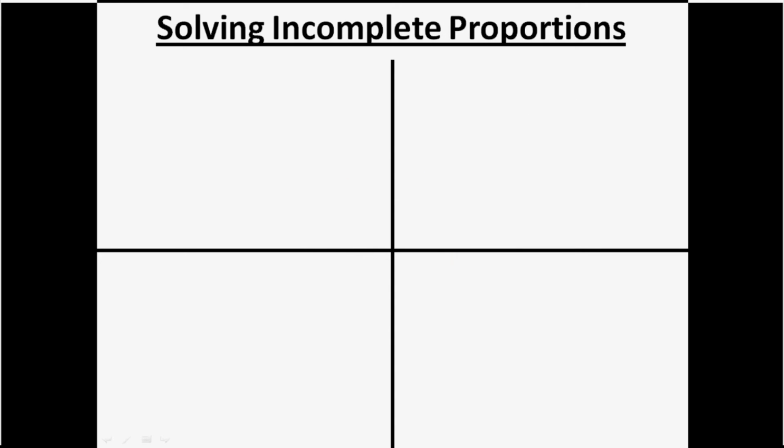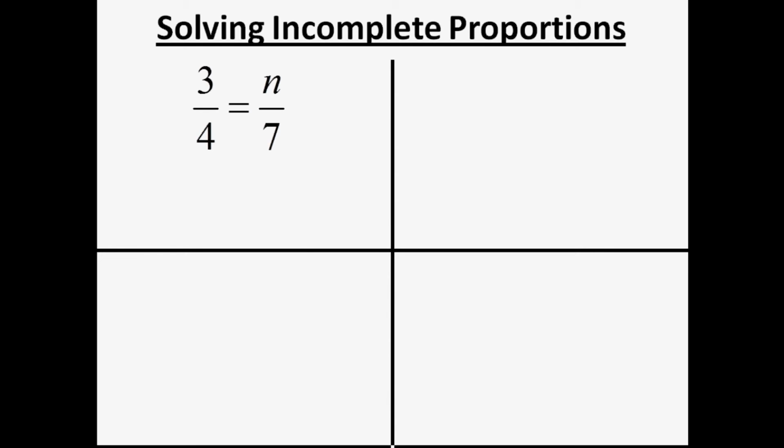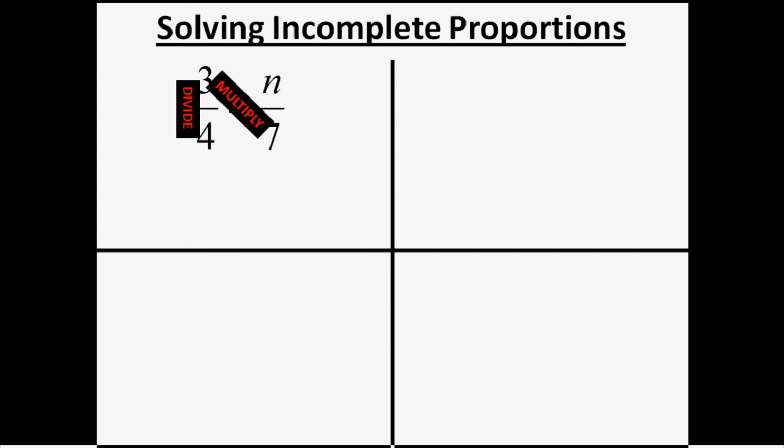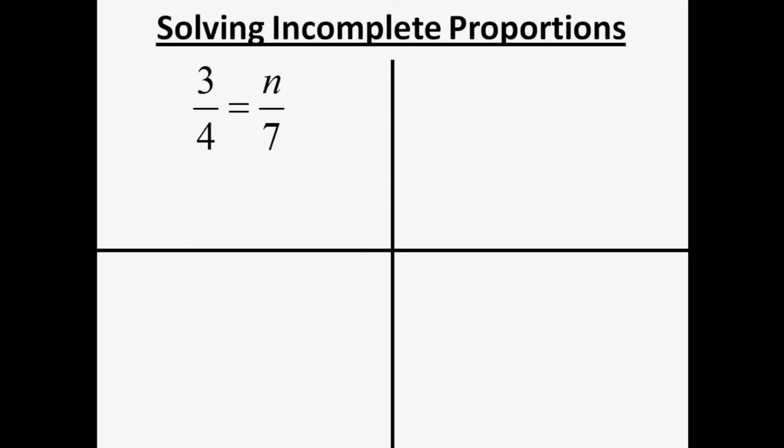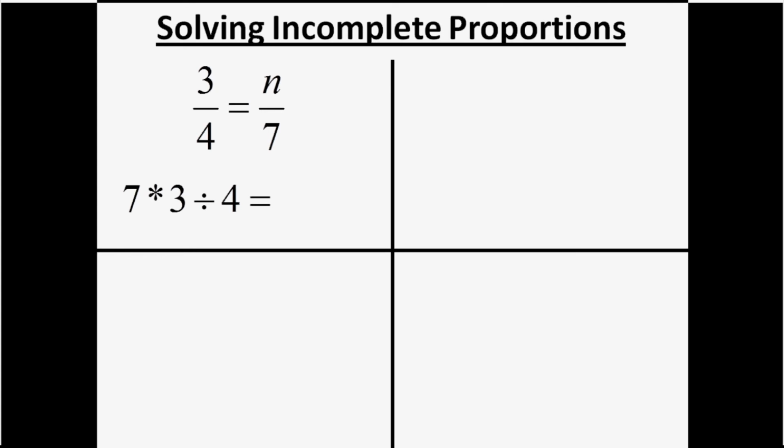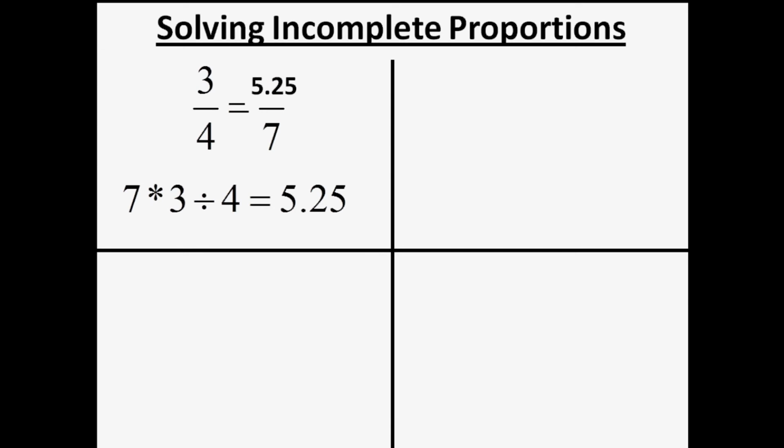So now we're going to talk about solving incomplete proportions. 3/4 equals something over 7. I'm going to show you a trick that works all the time when solving incomplete proportions. What you want to do is multiply the diagonal numbers. So the two diagonal numbers are 3 and 7. And then you're going to divide by the other number that they give you. So you're going to multiply 3 times 7, then divide by 4. And that works out to 5 25/100. That's what would go in for your missing number.